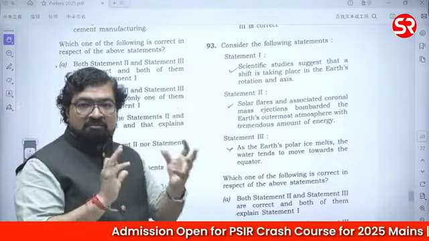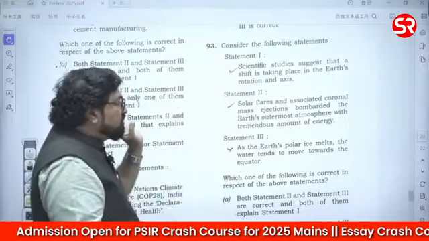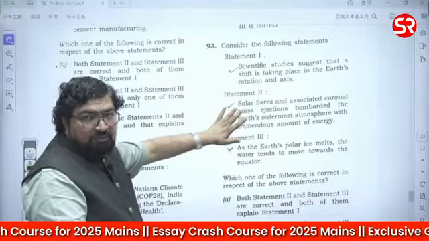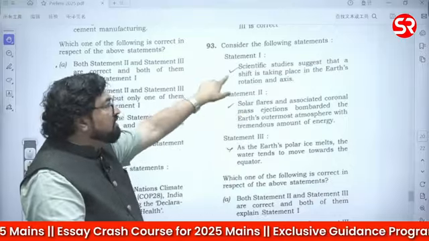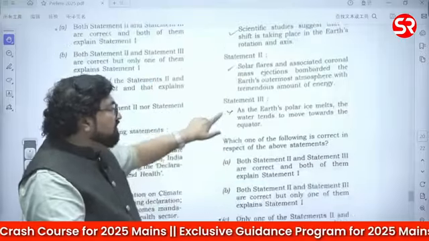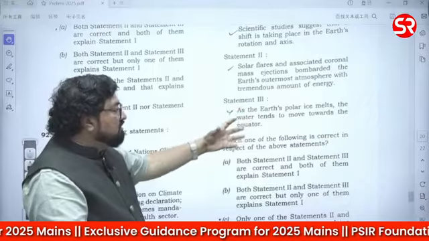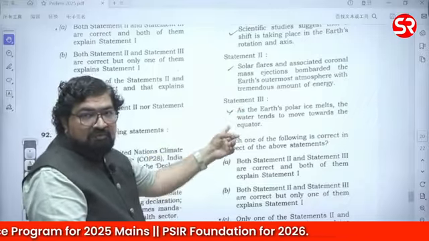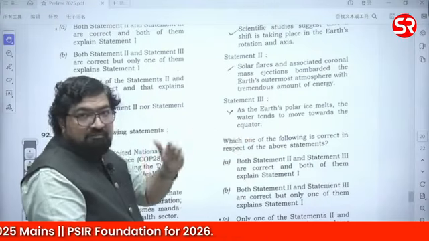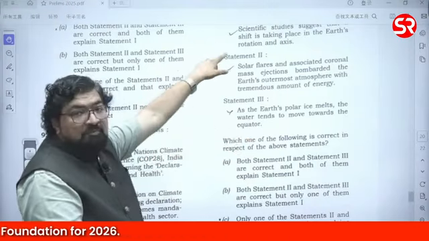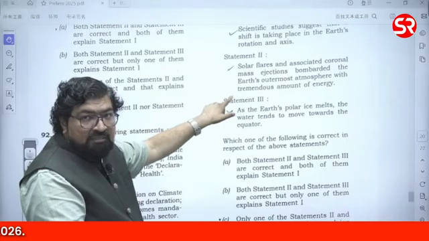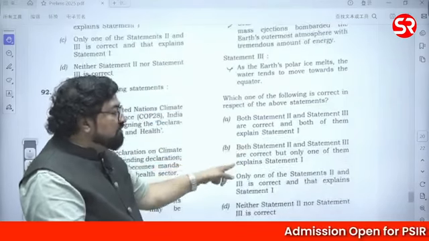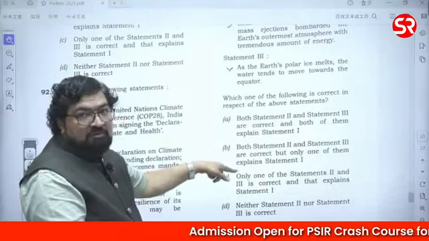That is based on the mass balance. So statement 2 in itself is correct because it was recently reported in the news, but it is not directly linked with the first. Now third, as the Earth's polar ice melts, the water tends to move towards the equator, correct. That is because of global warming. So statement 3, mass balance change, can support statement 1, but statement 2, though correct, cannot support it. So again the answer will be B. Both statement 2 and 3 are correct, but only one of them explains statement 1.